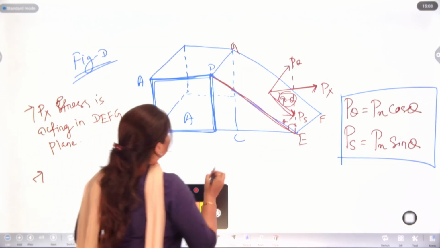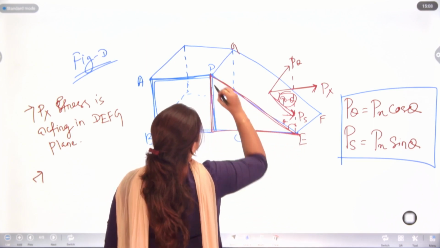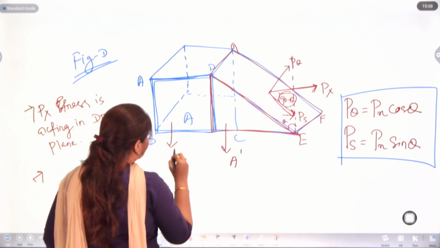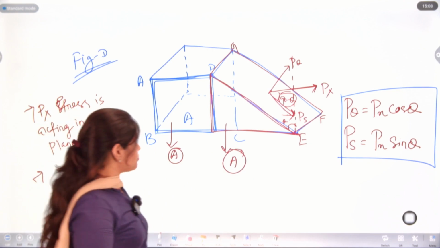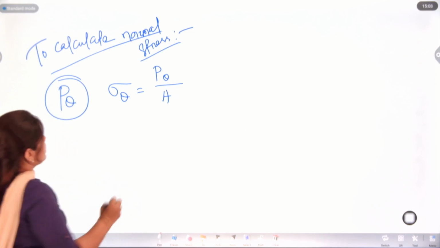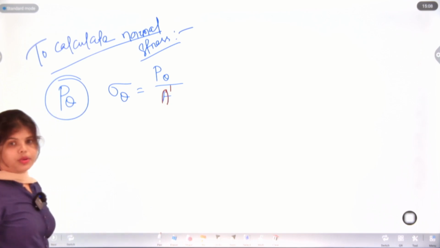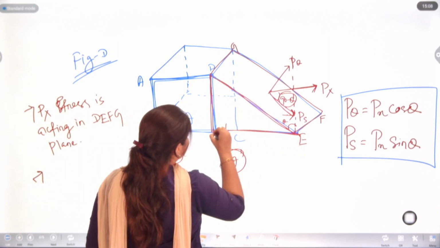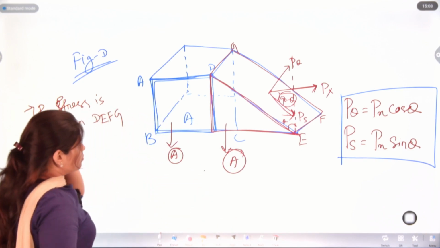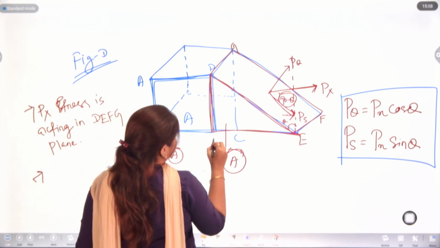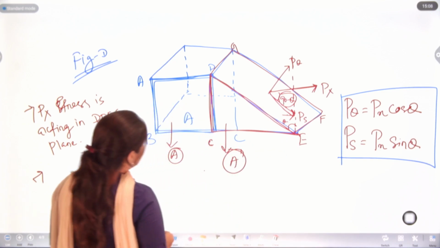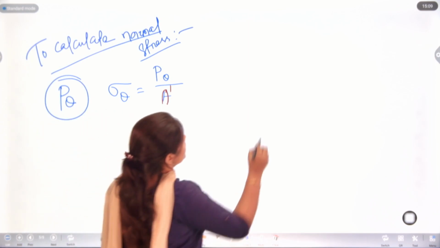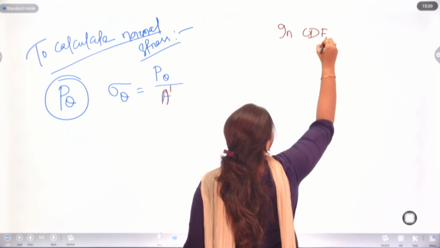Now we can take the area of this part as A dash. Here we have the area as A and A dash. So we will take P theta upon A dash. Why? Because now we are calculating in this part. So, now we will take this triangle CDE.